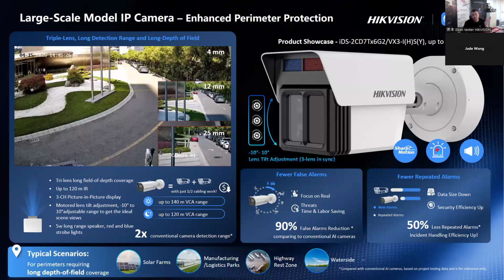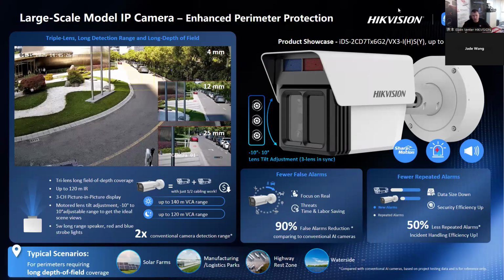So then we get into that large scale AI camera that I'm really excited about, the 7 Series T model. In this, please take note that you have 3 cameras in there. Yes, correct, 3 cameras. So the first camera is a 4mm, the second one is a 12mm, and the third one is a 25mm, right? Giving you different areas.